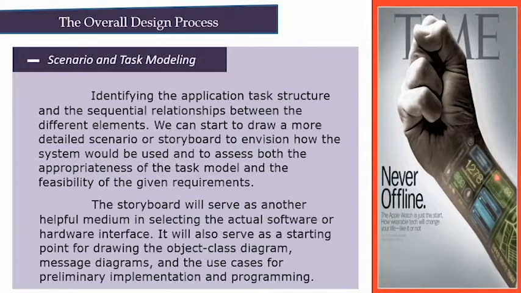So for the third step, we have scenario and task modeling. It is also equally important, the same as user analysis. It is the most important point in interaction modeling: identifying the application task structure and the sequential relationships between the different elements.